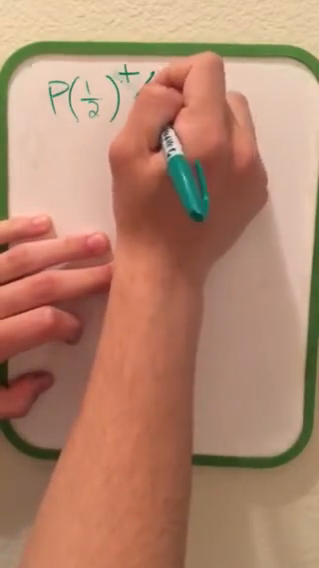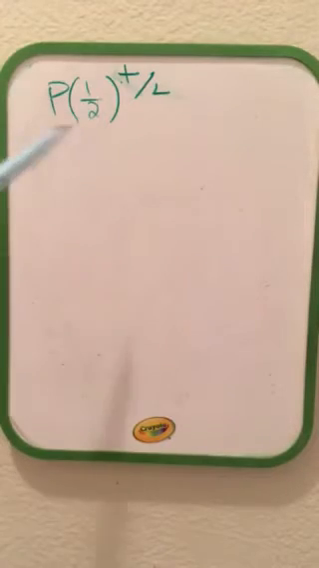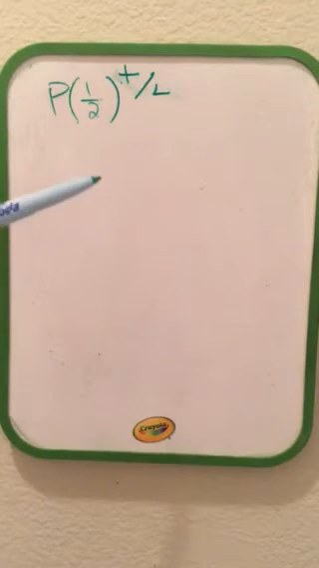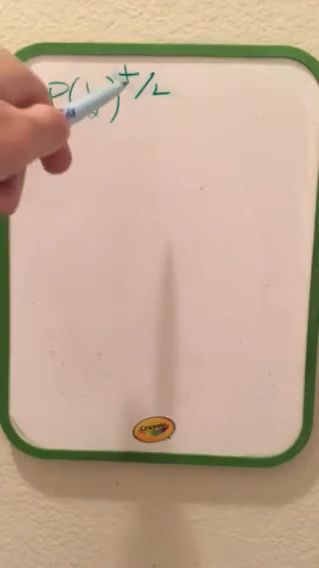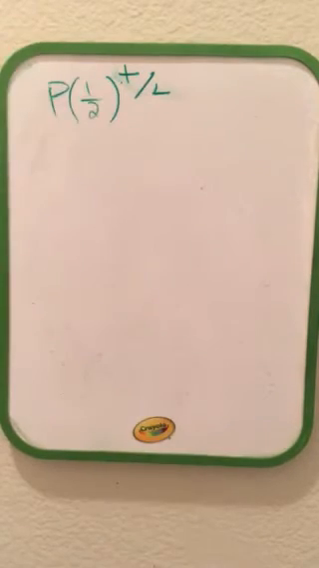over the length of the half-life. So this is the way I like to write it: p times 1/2 to the power of t divided by L, t being the time and L being the length of the half-life. All right, so let's do a practice problem real quick.